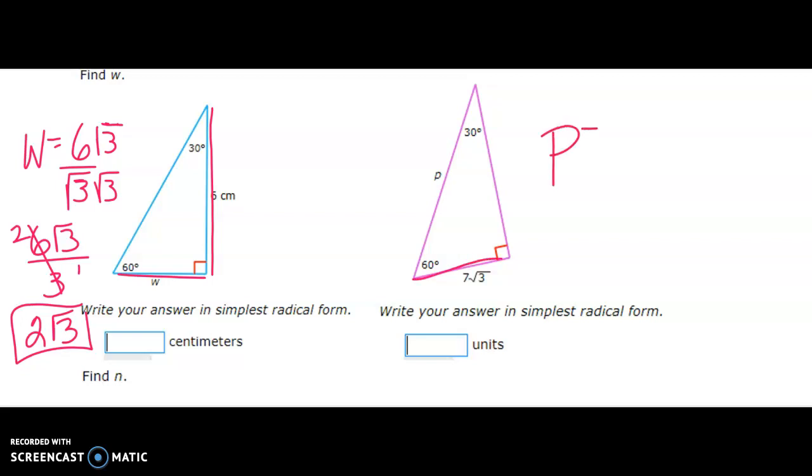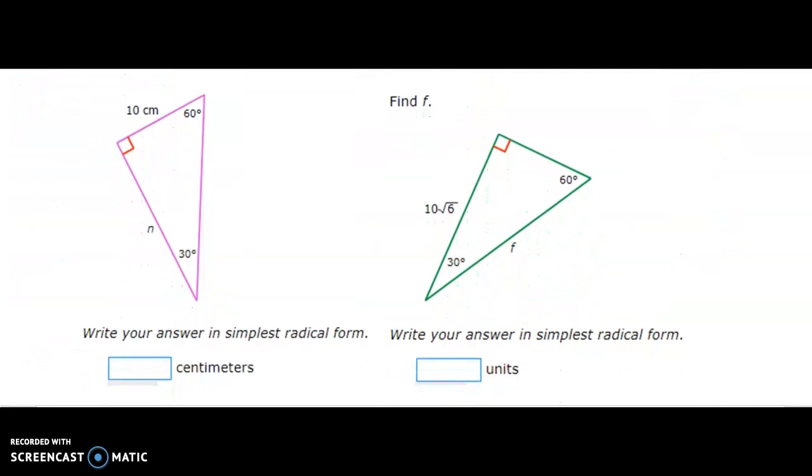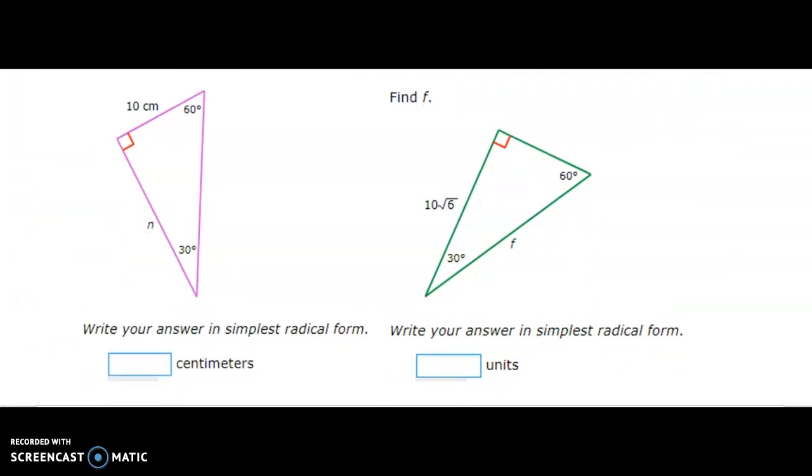You want the hypotenuse and you have the short. So you have the short, you double it, you get 14 square root of 3. You have the short, you want the long, so you put square root of 3 with it.